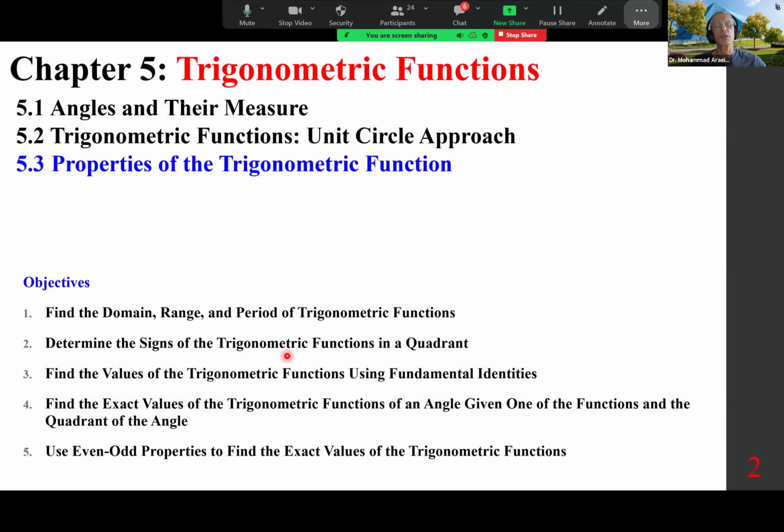Determine the signs of the trigonometric functions in a quadrant. Find the values of the trigonometric functions using fundamental identities. Find the exact values of the trigonometric functions for an angle given one of the functions and the quadrant of the angle. Use even-odd properties to find the exact values of the trigonometric functions.